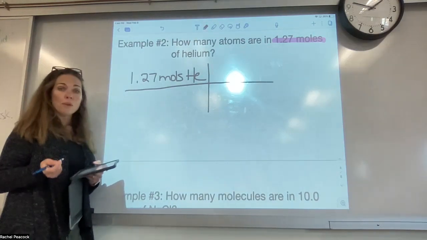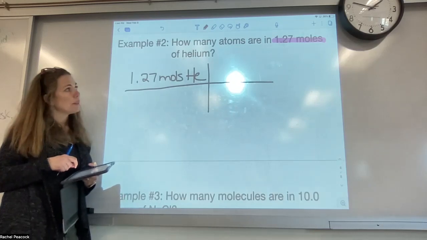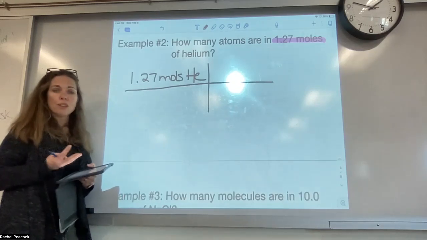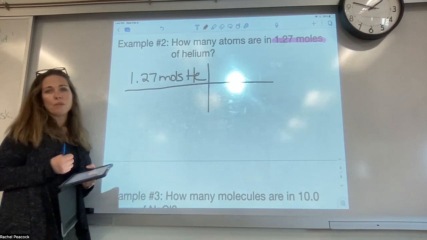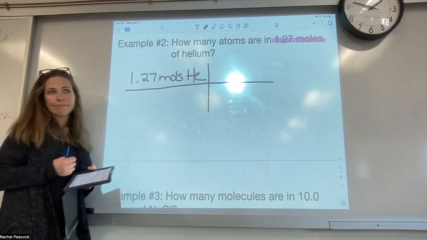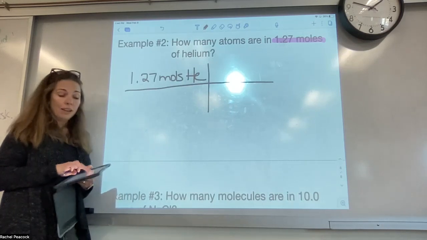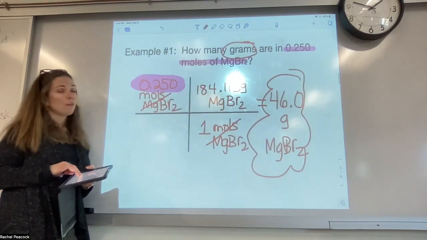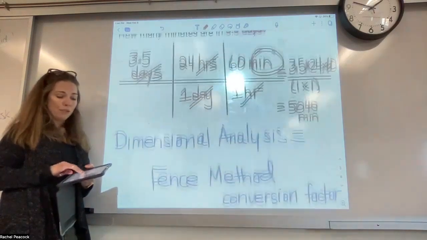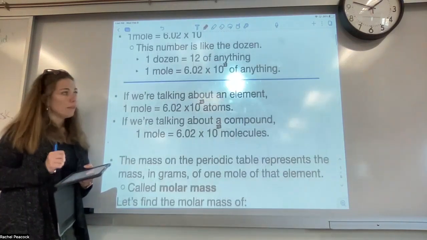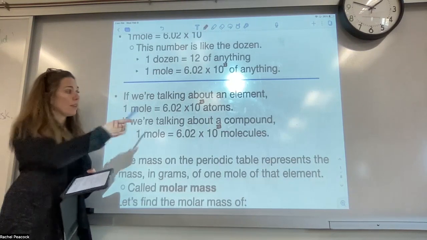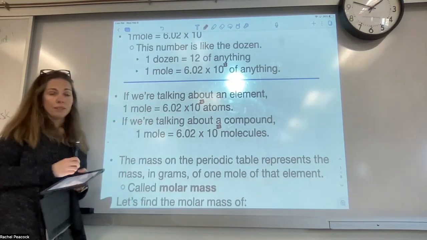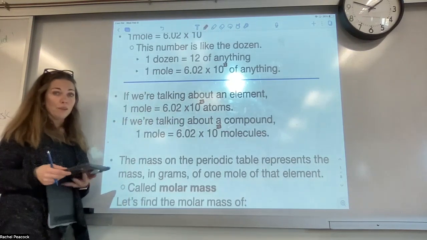Now here's what I'll tell you. We need to get rid of moles and we need to go to atoms. My question to you is, what conversion factor do we use? Do we use molar mass? No. Okay. Molar mass gets you from moles to grams. We don't want to go moles to grams. We want to go moles to atoms. What do we know about moles to atoms? This number, 6.02 times 10 to the 23.